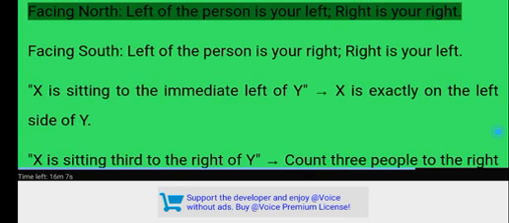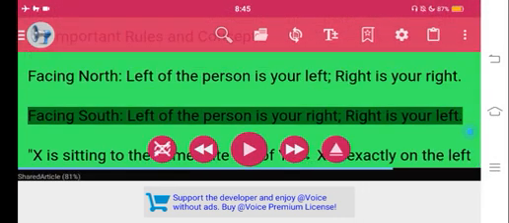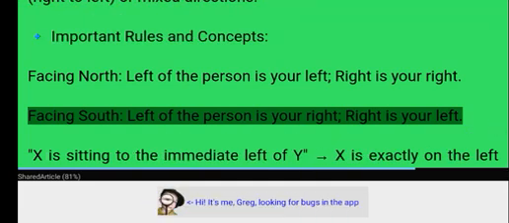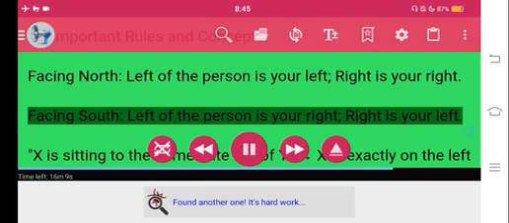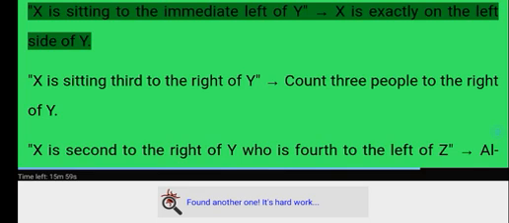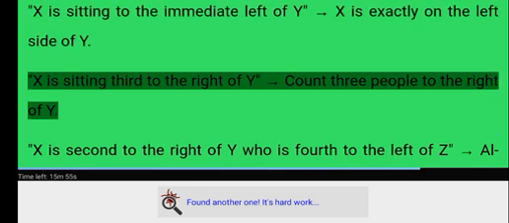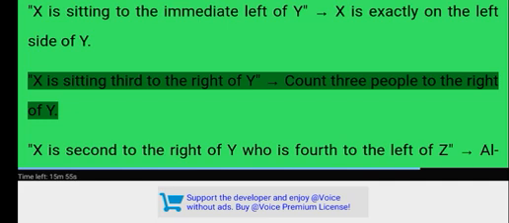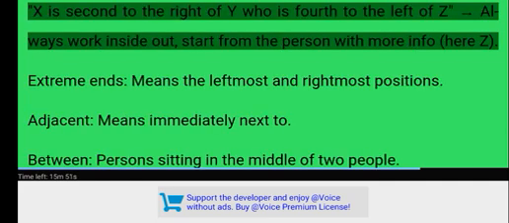Small diamond: important rules and concepts. Facing north, left of the person is your left, right is your right. Facing south, left of the person is your right, right is your left. X is sitting to the immediate left of Y, meaning X is exactly on the left side of Y. X is sitting third to the right of Y, meaning count 3 people to the right of Y. X is second to the right of Y who is fourth to the left of Z: always work inside out, start from the person with more info, here Z.